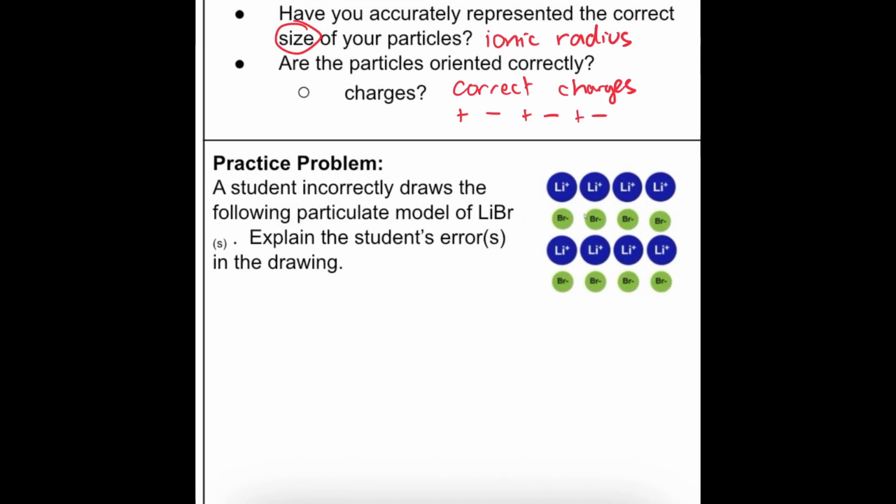All right, so let's look at a couple of practice problems here. Practice problem number 1 says a student incorrectly draws the following particulate model of lithium bromide, LiBr(s). And if you recall, this s here means solid. Explain the student's errors in the drawing. So let's take a look at that drawing.